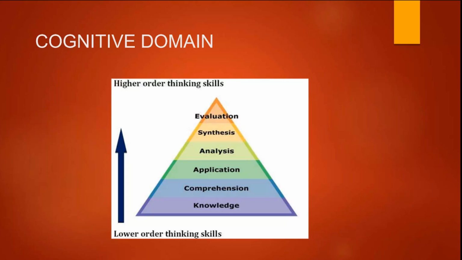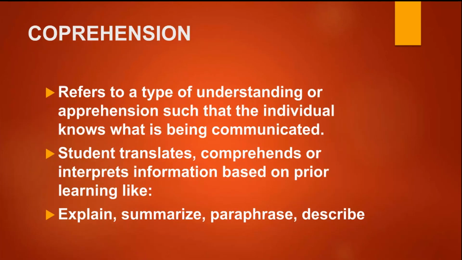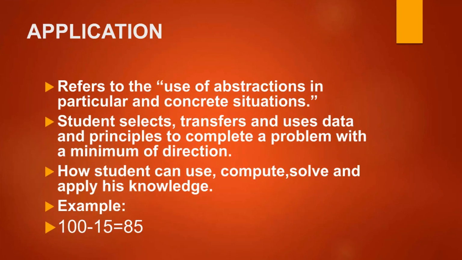The lower part is knowledge, comprehension, and application. Let's see what knowledge is. Knowledge involves the recall of specifics or universals, the recall of methods and processes, or the recall of a pattern, structure, or setting. Comprehension refers to a type of understanding or apprehension such that the individual knows what is being communicated. The student translates, comprehends, or interprets information based on prior learning, like explanation, summarizing, and paraphrasing.